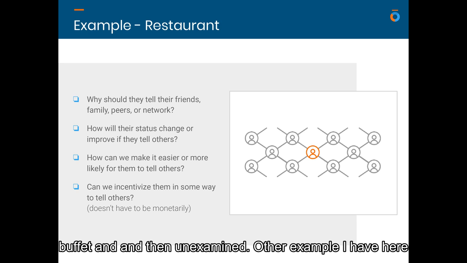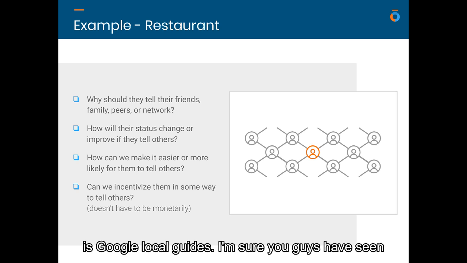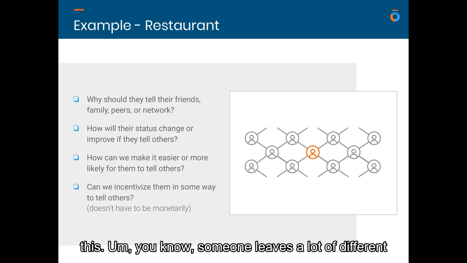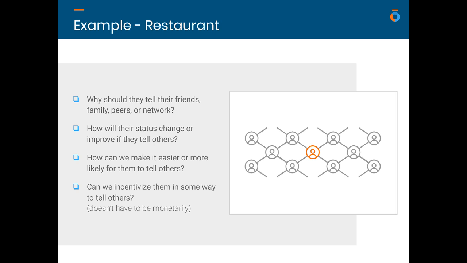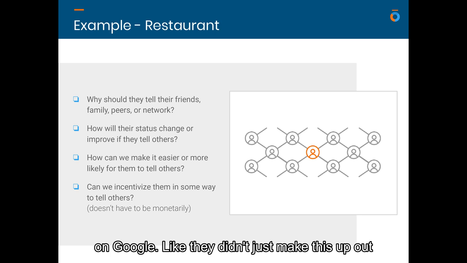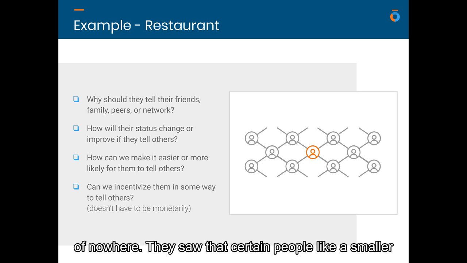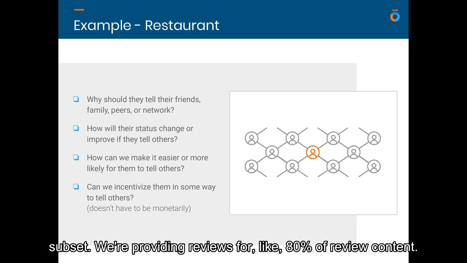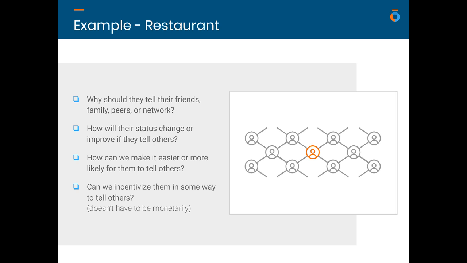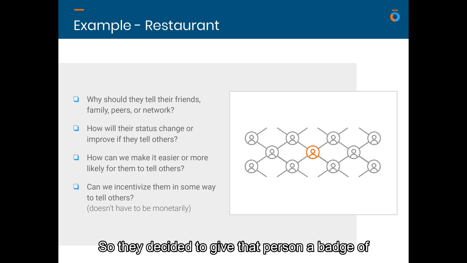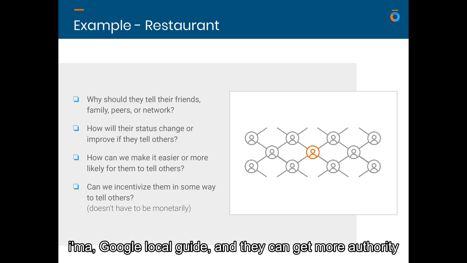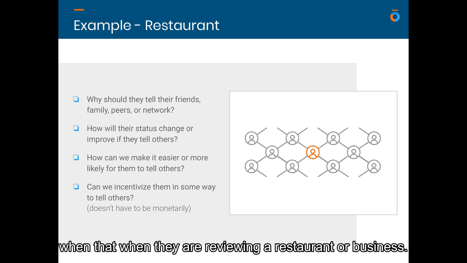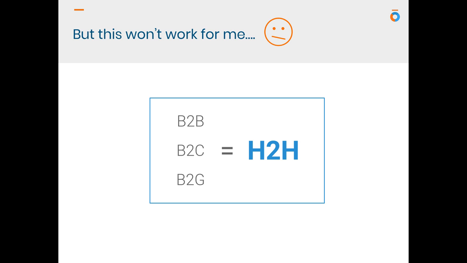And another example I have here is Google Local Guides. I'm sure you guys have seen this. If someone leaves a lot of different reviews, they get the status of being a local guide. And Google, they didn't just make this up out of nowhere. They saw that a smaller subset of people were providing reviews for like 80% of review content. So they decided to give that person a badge of honor to wear, so that they can tell others, I'm a Google Local Guide, and they can get more authority when they are reviewing a restaurant or business.